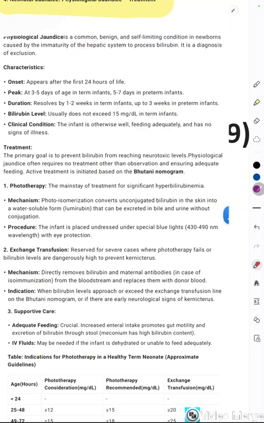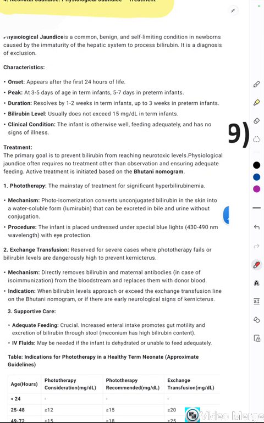Then the management, phototherapy. So phototherapy remains the mainstay of treatment. The phototherapy consists of three important mechanisms, that is photoisomerization, structural isomerization, and photooxidation, out of which the structural isomerization is the most important. This will convert the unconjugated bilirubin into lumirubin, and this water soluble lumirubin can be passed out from the body in the form of urine.